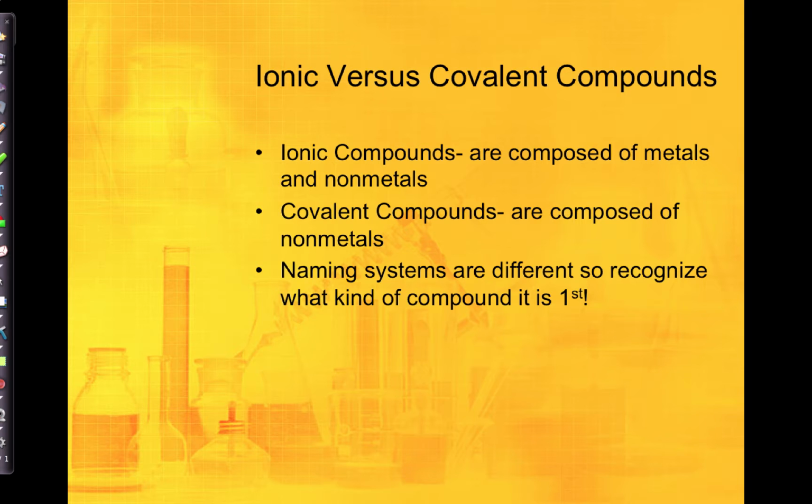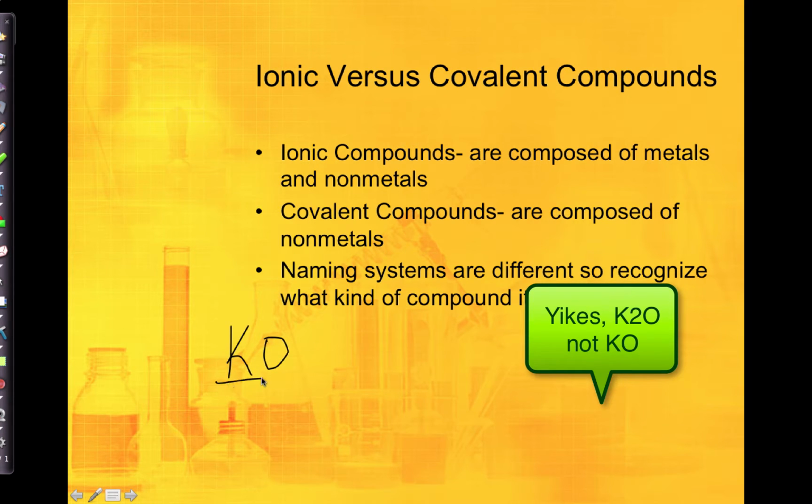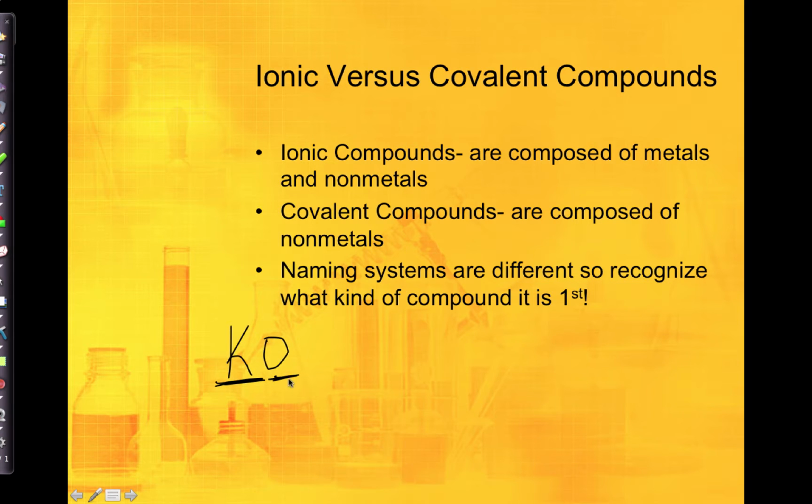So if I have KO, I'm looking at this, well, this would be potassium right here, and this is oxygen. If I look it up on the periodic table, K is actually a metal, oxygen is a nonmetal, this would be an ionic compound.